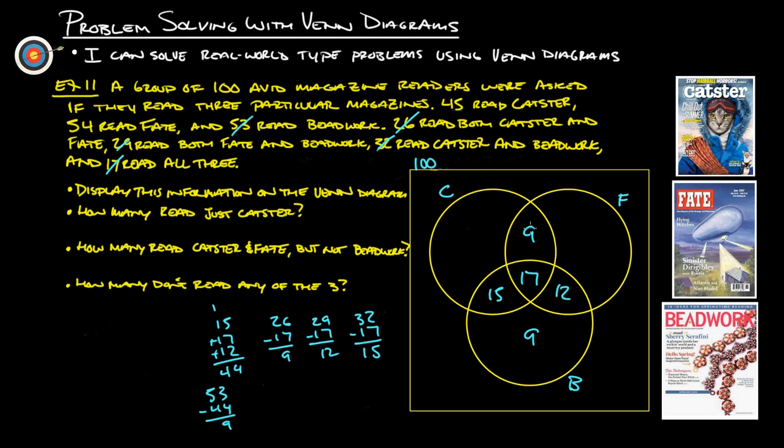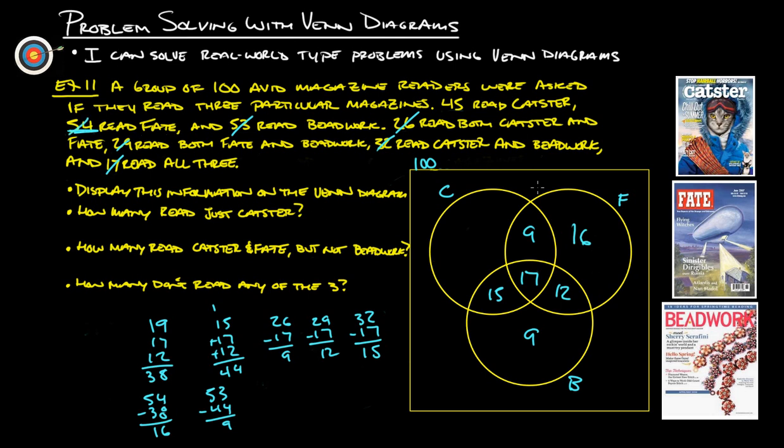54 total read Fate, so we're going to want to do 9, 17, and 12, right? So 2 plus 7 is 9, plus another 9 is 18, so that's 38. So if we take the 54 minus the 38, that's going to leave us with 16, right? So there's 16 that read just Fate.